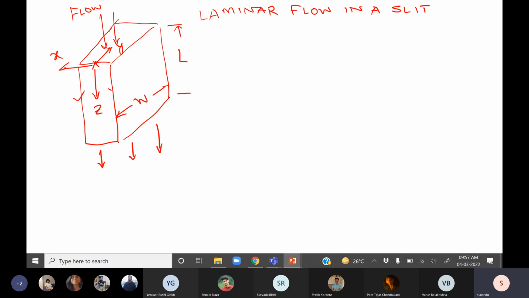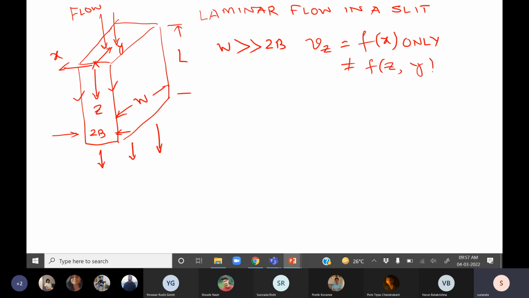So these are the two plates which form the narrow gap in between. This gap is twice B. So the width is very large as compared to 2B. Therefore your Vz is going to be a function of X only. It's not a function of Y, and it's fully developed flow. So it's not a function of either Z or Y because of the geometry that we have described so far.